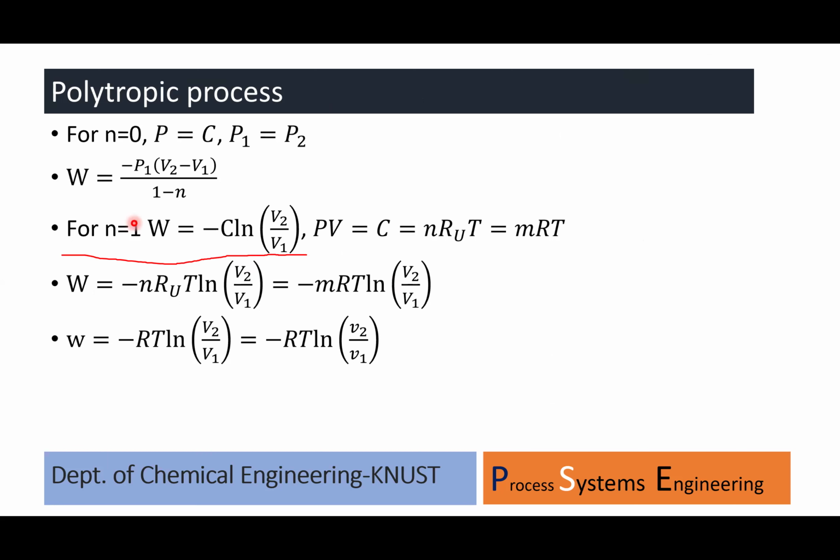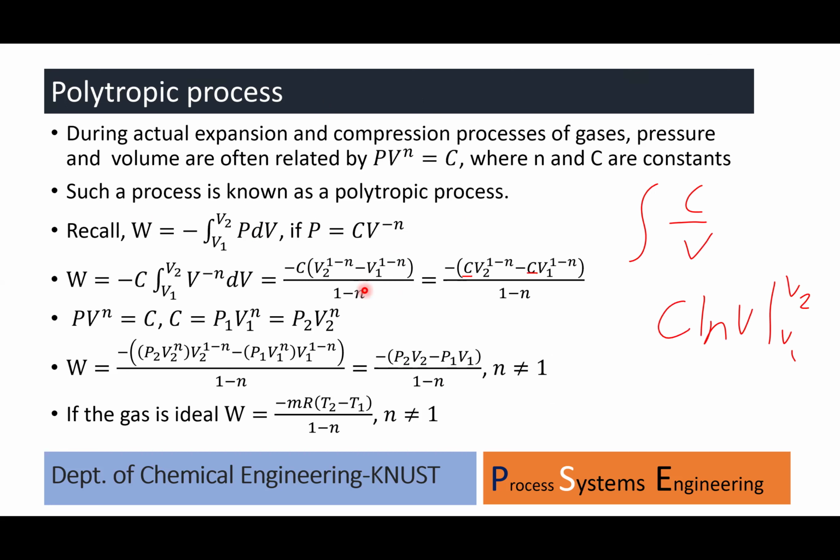Yes, so realize that when our n is 1, we are going to have an isothermal process because nRT is going to be constant. And then when our n is infinity, what we are going to have is a constant volume process, so an isochoric, yes, an isometric process.